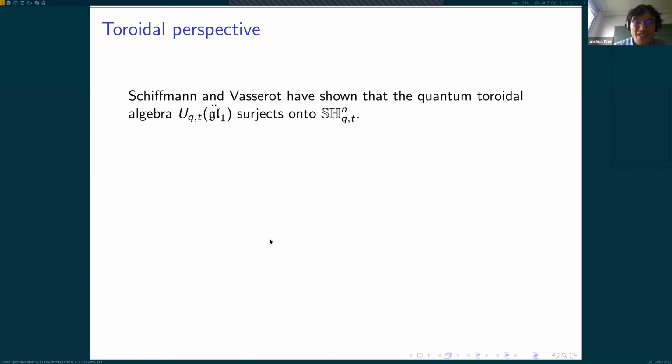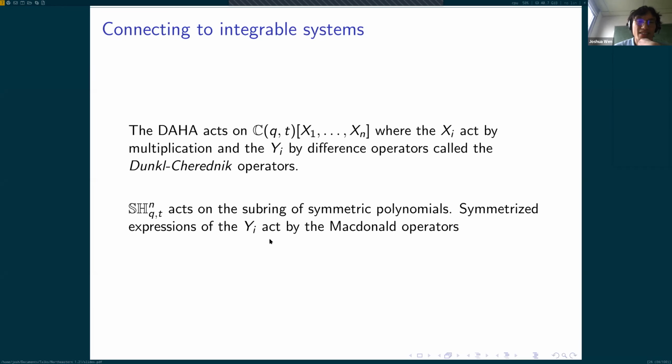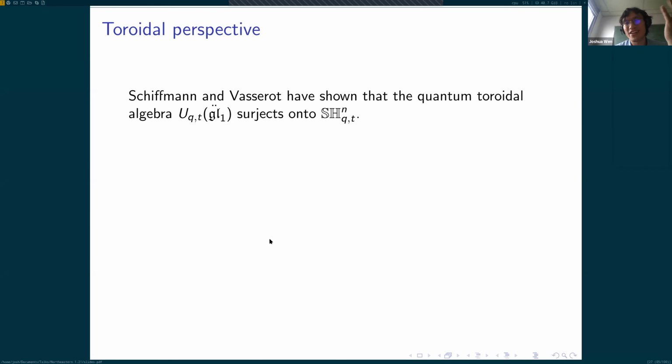Now, I want to emphasize that basically all I know about wreath Macdonald polynomials comes from leveraging the quantum toroidal algebra. So if I want to study maybe an analog of the DAHA for the wreath guys, I should at least study the spherical DAHA in terms of the quantum toroidal algebra for GL1. You can do this thanks to Schiffmann and Vasserot. You have this surjection from the rank 1 quantum toroidal algebra onto this spherical DAHA.